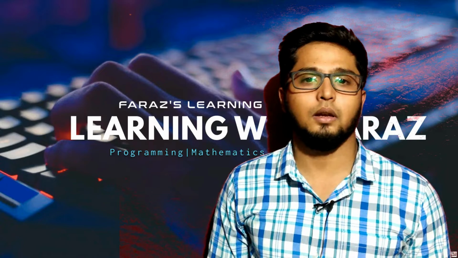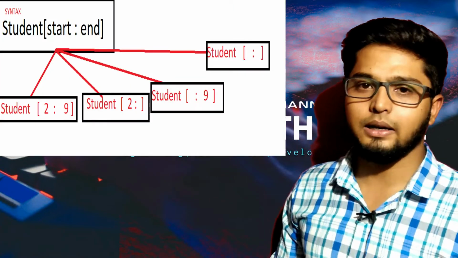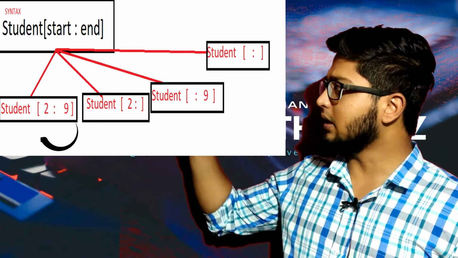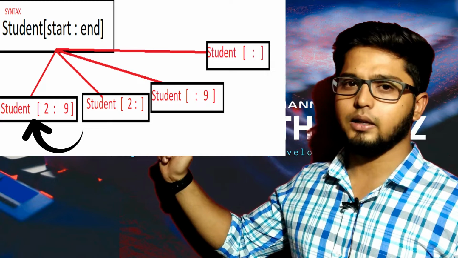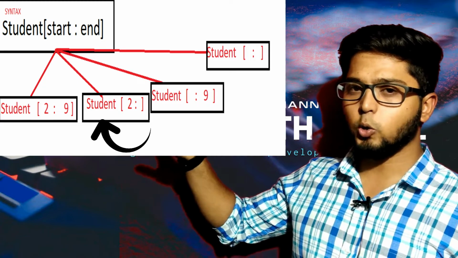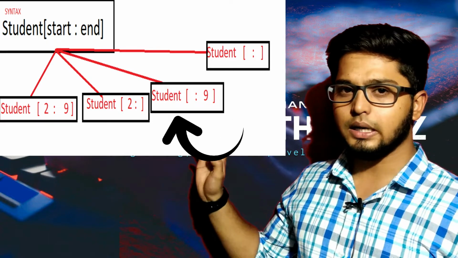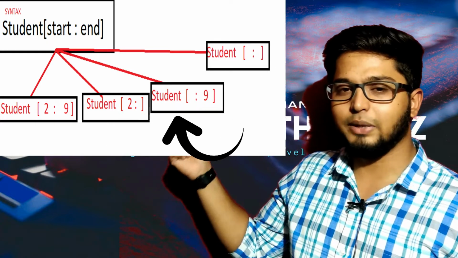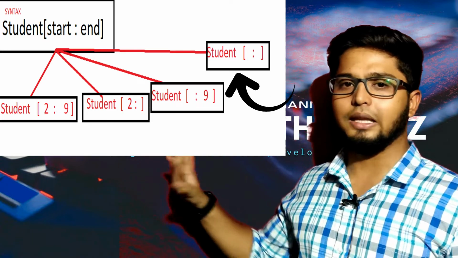Whenever you are using a single colon, there are three possibilities that could happen. The first possibility is you can take the starting value and ending value, mentioning both of them. In the second case, you are taking the starting value but omitting the ending value. In the third case, you are omitting the starting value and mentioning the ending value. In the last case, you are omitting both of the values and just taking the colon.